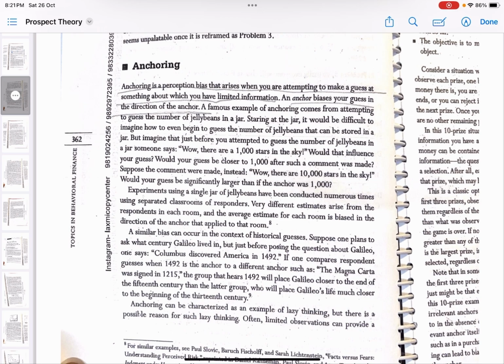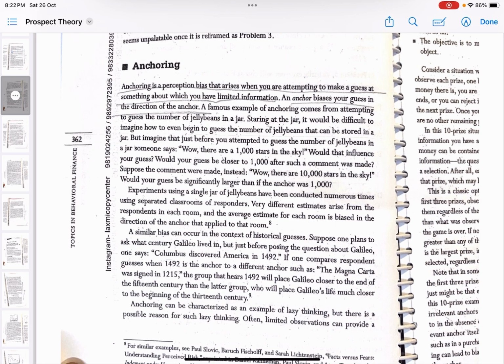The famous example of anchoring comes from attempting to guess the number of jelly beans in a jar. Staring at a jar, it would be difficult to imagine how to even begin to guess the number of jelly beans that can be stored in the jar. But imagine that just before you attempted to guess, someone says, "Wow, there are 1,000 stars in the sky." Would that influence your guess? Would your guess be closer to 1,000 after such a comment? Suppose the comment were instead, "Wow, there are 10,000 stars in the sky." Would your guess be significantly larger than if the anchor was 1,000?